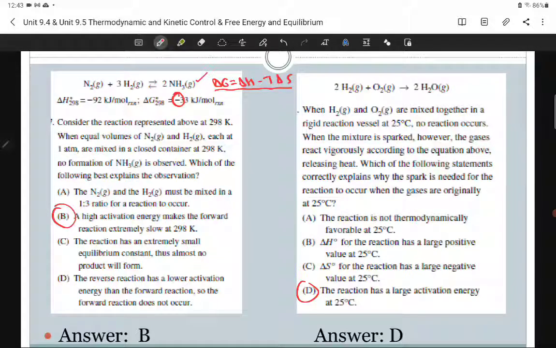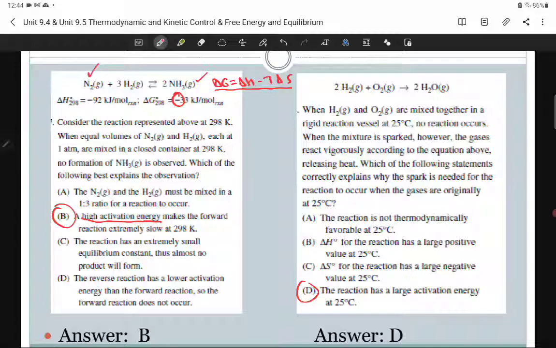When you put equal volumes of N2 and H2 together, no formation of ammonia is observed. Even though delta G is negative, no reaction occurs. What would be your reasoning? Remember that collisions might be occurring, but they may not have sufficient energy to overcome the activation energy for this reaction to occur. It's very difficult to break the bond between two nitrogen atoms. That's a triple bond, very strong. So it does require a very high activation energy for this reaction to occur.